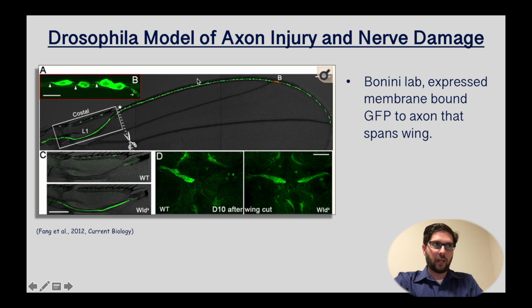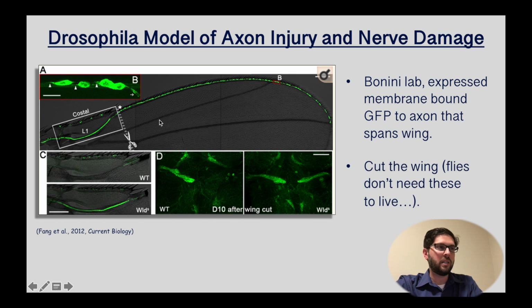Drosophila can also be utilized for models of axon injury and nerve damage. This comes from Nancy Bonini's lab at the University of Pennsylvania. Here she expressed a membrane-bound green fluorescent protein to an axon that spans the outside part of the Drosophila wing, as you can see here. This is actually expressed within one of the wing veins, and this is a long axon that travels all the way down to the distal end.